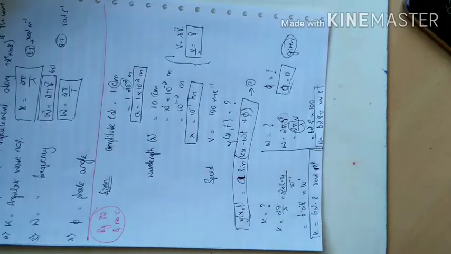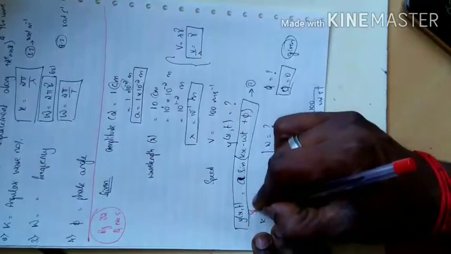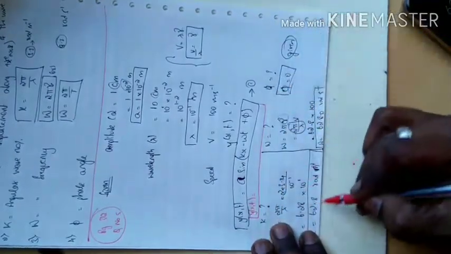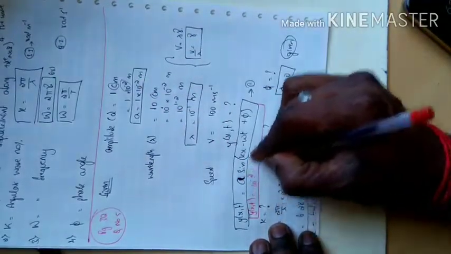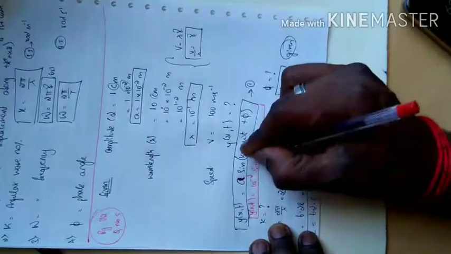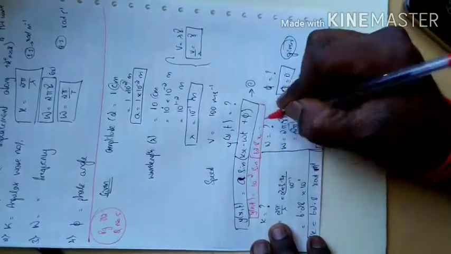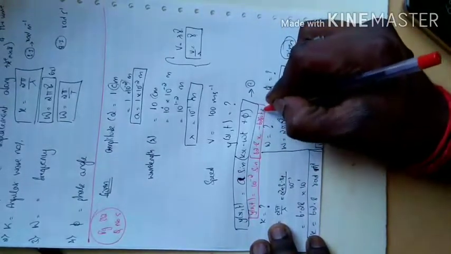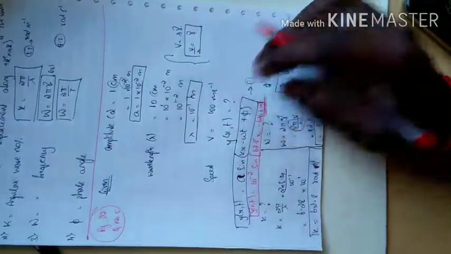If we substitute all this, the equation will change to, in the place of y of x comma t, I am substituting here itself for your understanding purpose. The value of A, what is the value of A? 10 to the power of minus 2 sine. What is the value of k here? 62.8 x minus, what is the value of omega here? 6280t plus 0. This is the standard form for the wave equation.